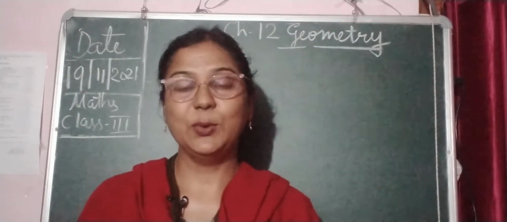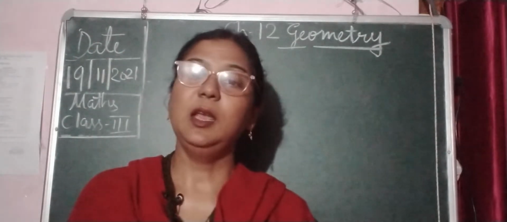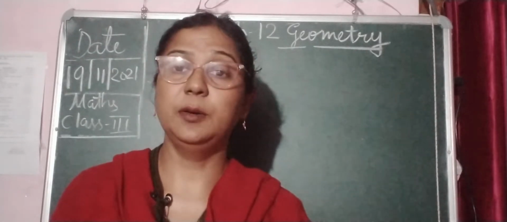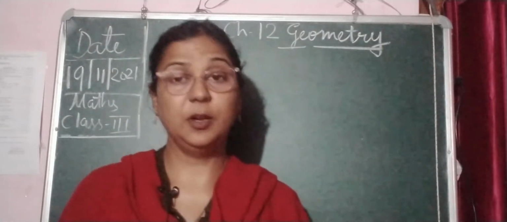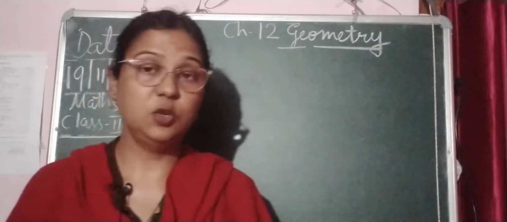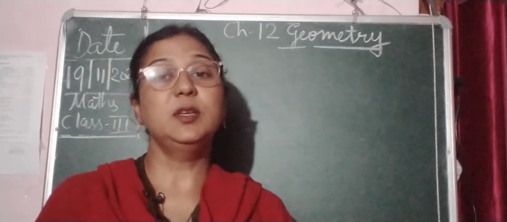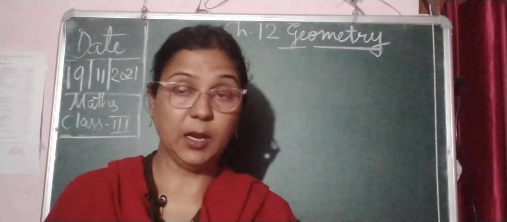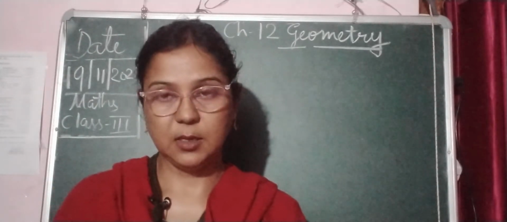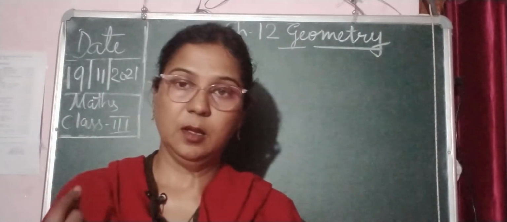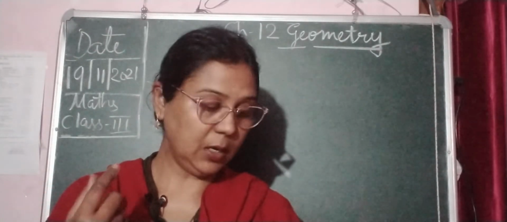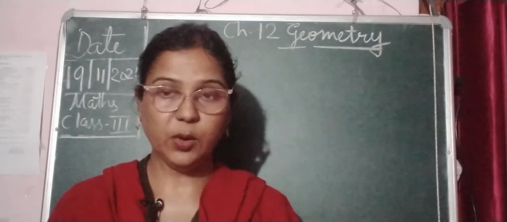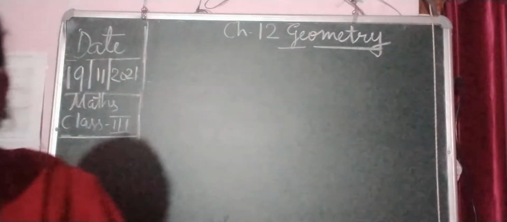As we have seen in our previous video, we have discussed different kinds of surfaces. There are two types of surfaces. First is plane surface and the second one is curved surface. Similarly, we are going to look at lines also. There are straight lines and curved lines. Okay, children, so let's start.